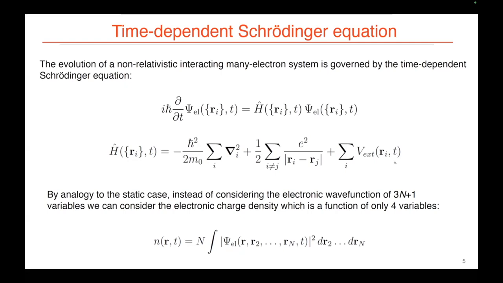By analogy to the static case, instead of working with the wave function, which is a very complicated object that depends on 3N plus 1 variables, so 3N spatial variables plus 1, which is time, we work with the charge density n, which is a much simpler object. It is a function of only four variables: three spatial coordinates x, y, z, or r, and the fourth one is time. This object is obtained by integrating the square modulus of the wave function over all coordinates from r2 to rN, except one, which is r. So now our object n depends on r and t, and this is really the main quantity in DFT.